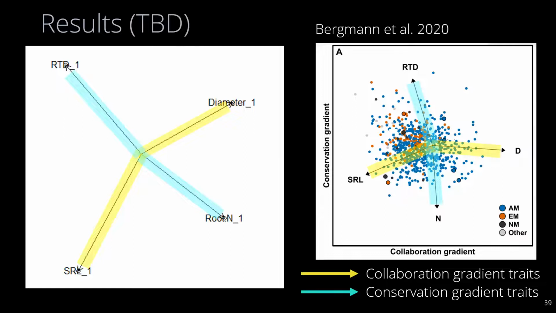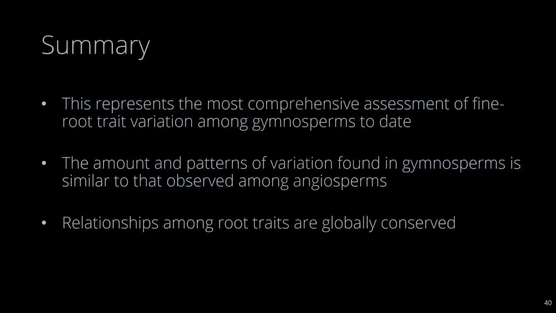So even though there's a little rotation in these 2 PCAs, the alignment of all these traits is essentially identical between this global analysis dominated by angiosperms and this analysis made up entirely of gymnosperms. So this tells us a couple nice convenient things. The amount of variation we found in gymnosperms was quite similar to what we see in angiosperms, and how these traits are aligned is also quite similar.